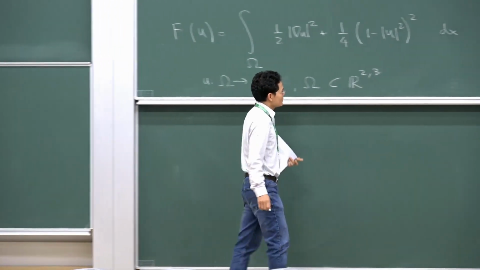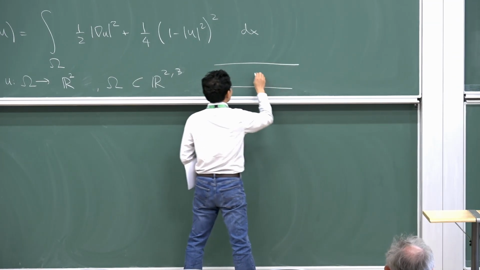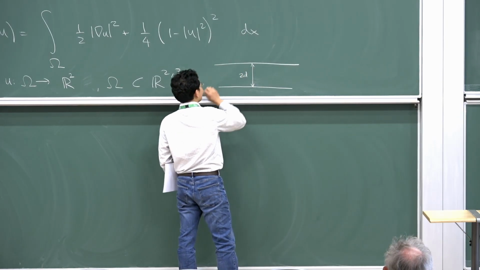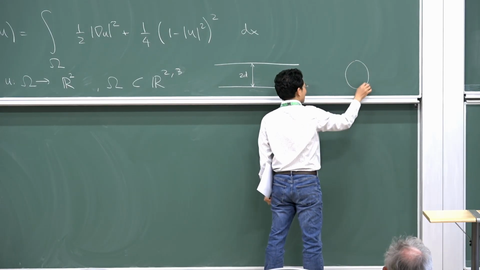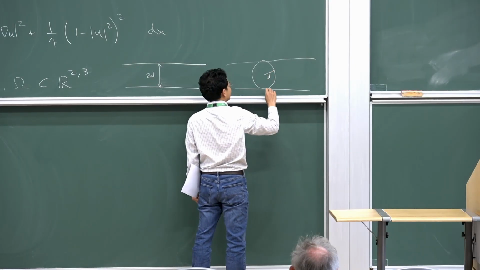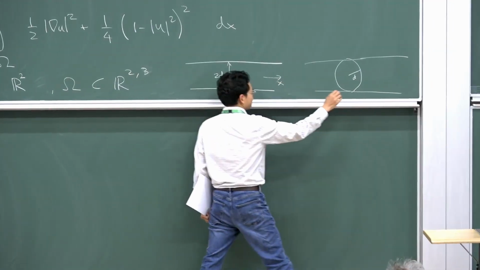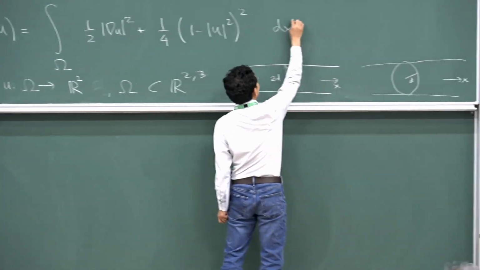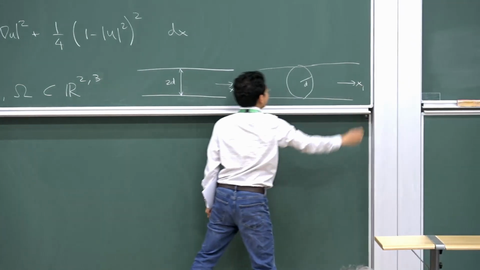Just to fix ideas, omega is going to be either this: a slab of width d, in 2D or 3D. Or I could look at a ball, a disk of radius d. This is a cylinder in R3, and this is the x-axis. Maybe I call this x1.